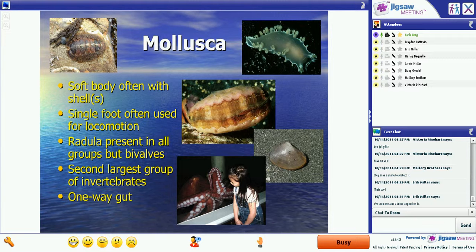The next group is mollusca. Would anyone like to, who hasn't already, read about mollusca? Haley, go right ahead.